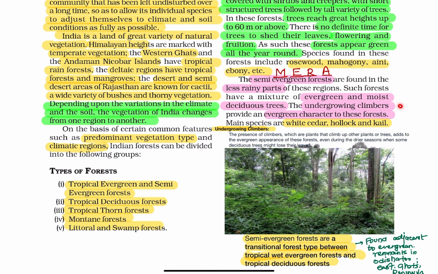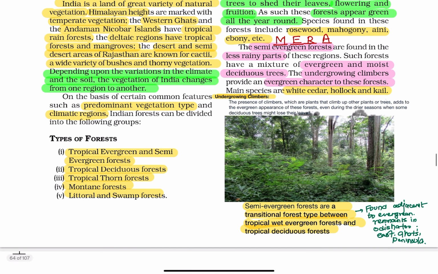Here the undergrowing climbers provide evergreen character. As you can see here, these are the undergrowing climbers. They give them the evergreen character, but they are not completely evergreen. They are semi-evergreen because of the presence in the less rainy region. They have a combination or mixture of the moist deciduous and the evergreen forest.